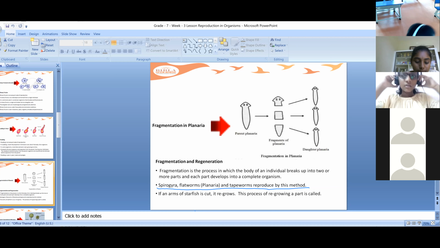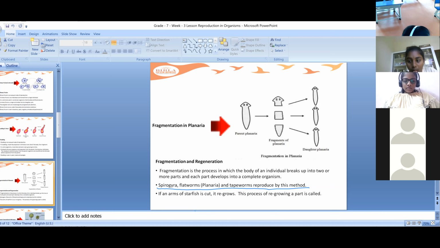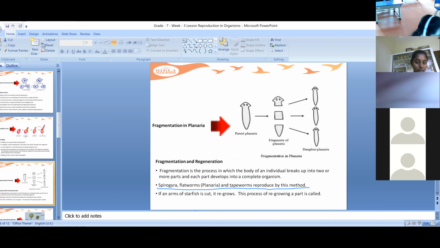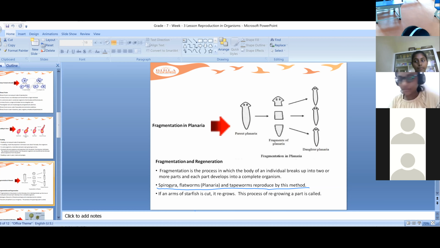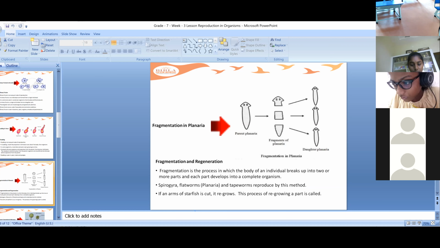Okay, she typed a message. So this fragmentation, this type of asexual reproduction, is seen in Spirogyra, flatworms like Planaria, and tapeworms. They can reproduce by this method. Okay, is it clear, children? Yes, ma'am. So this is about asexual reproduction.